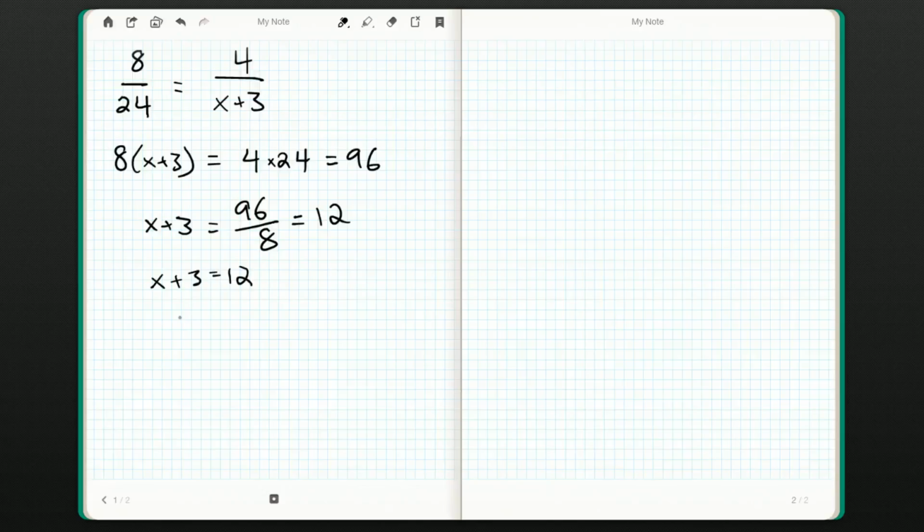If I just want x by himself, I subtract 3 on this side. Whatever I do to one side, I have to do to the other. 12 minus 3 is 9. So x equals 9, and that would be the answer.